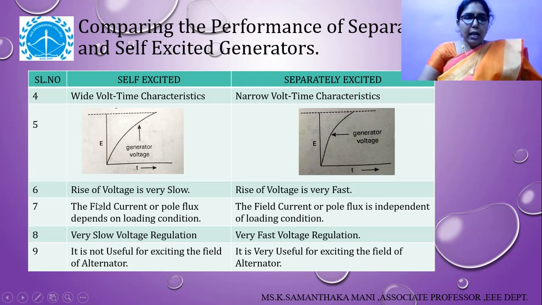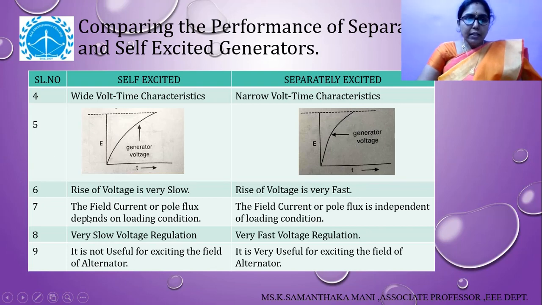And next, the rise of voltage is very slow, as I mentioned to you. By seeing the graph itself, we can observe that the rise of voltage is very gradual in the case of the self-excited generator, and in the separately excited generator, it is very fast.